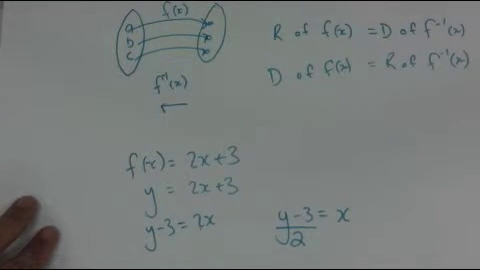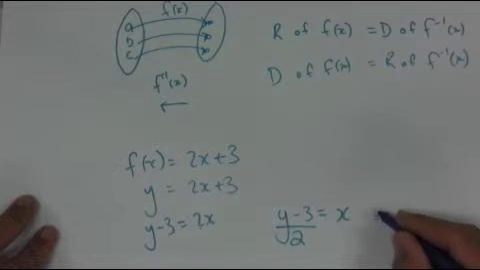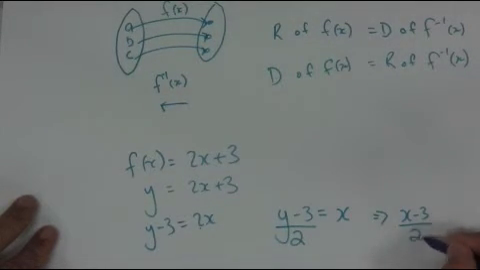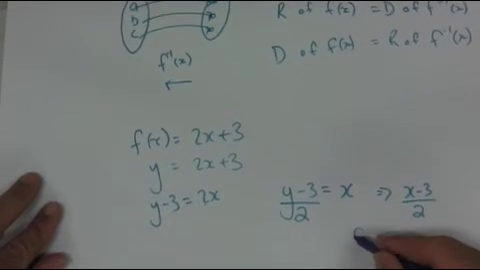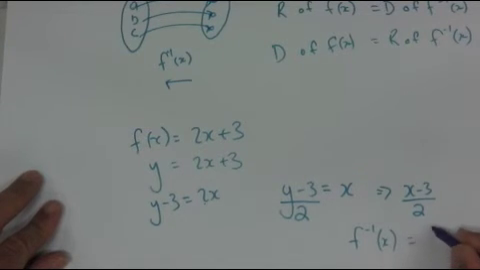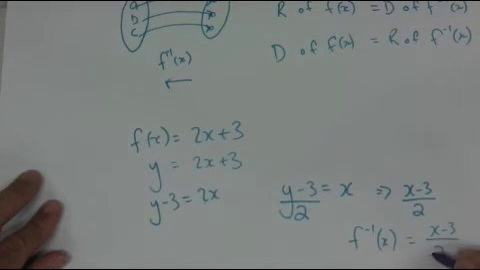What we do now is we swap the variables over. And so this becomes x take 3 over 2, and this is now what we know as the inverse function of f of x. The inverse function of f of x is x take 3 over 2.